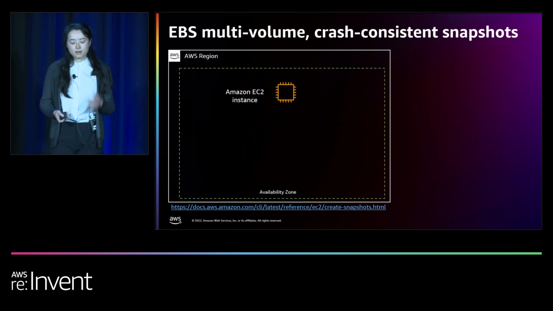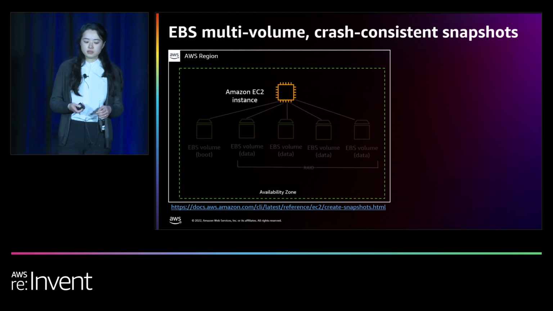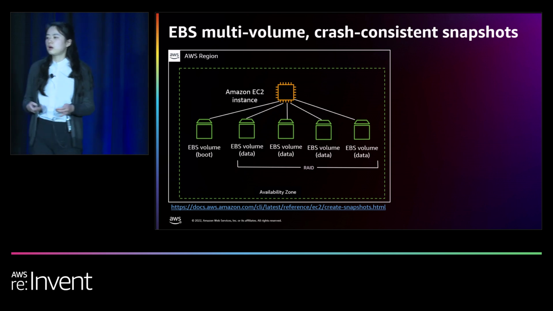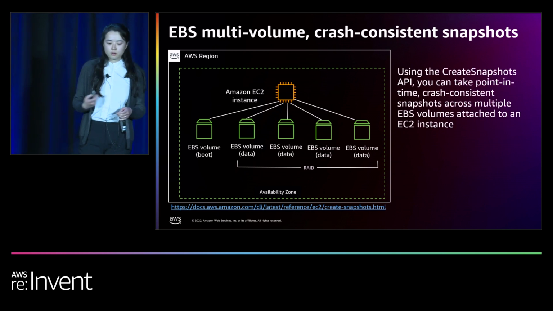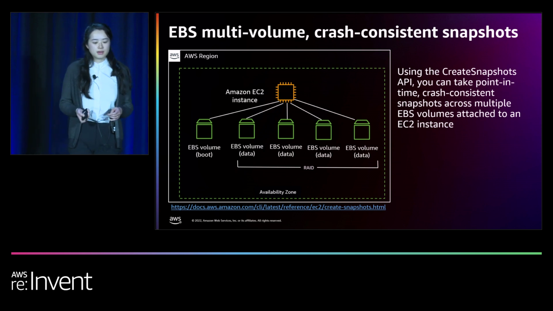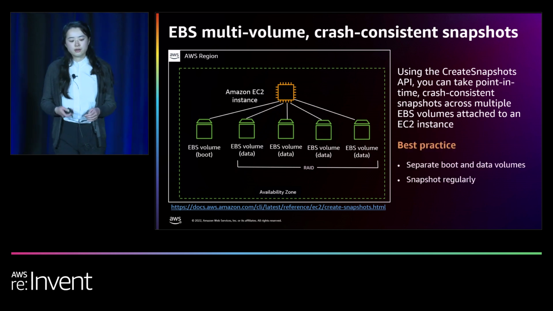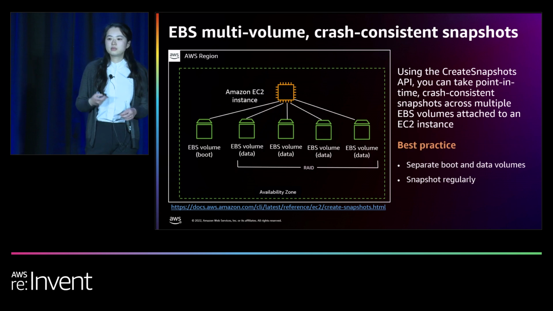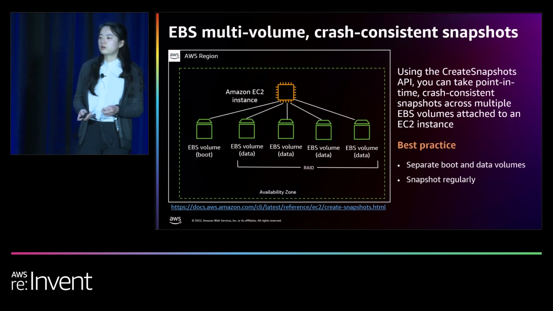Now say you are running your workloads in such a way that you have a single EC2 instance with multiple EBS volumes attached. You might ask us, how can I take a crash consistent snapshot for all these volumes? We have an API called CreateSnapshots, and just by using the CreateSnapshots API, you can take crash consistent snapshots for all the volumes attached. Now it's best practice, we recommend separating boot and data volumes. And this is because, let's say you actually don't need to back up your boot volumes and you want to lower your snapshot cost.